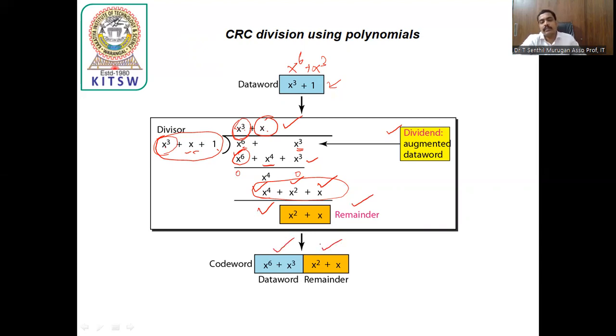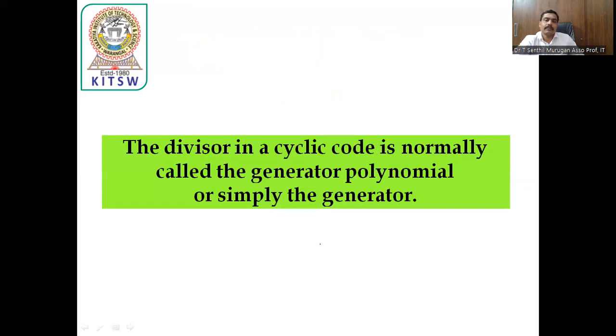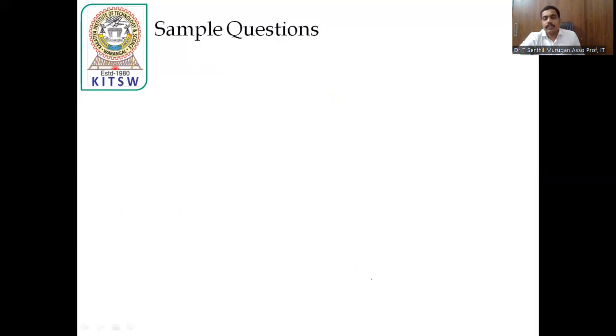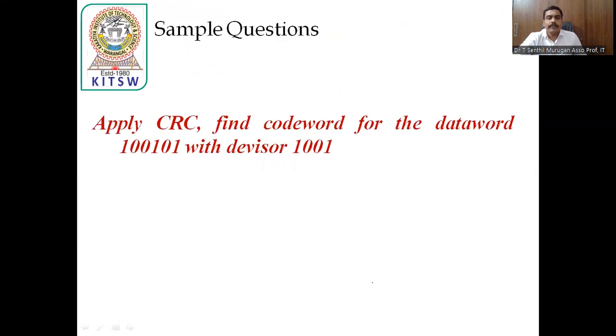We can add it with the data. Finally, we are sending from this. The divisor in a cyclic code is normally called the generator polynomial or simply the generator. Okay. So now you know how the CRC code is working and how to detect the error using the CRC code.